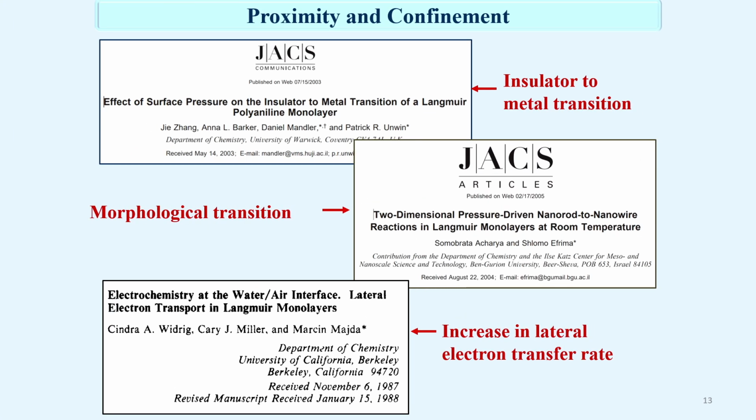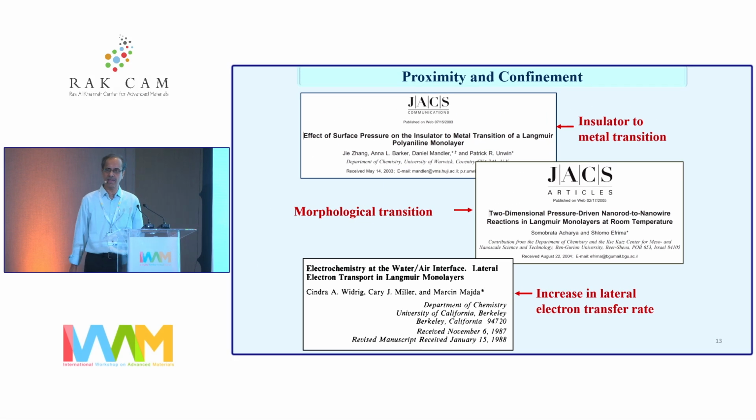You see some of these examples. The top one is the effect of surface pressure on an insulator to metal transition on a Langmuir trough. On a Langmuir trough, if I have a polymer and compress it at the interface, you start to see this transition. And what you see on the right is the nanorod to nanowire reaction, again at an interface. The interface that I'm talking about is a liquid-air interface.